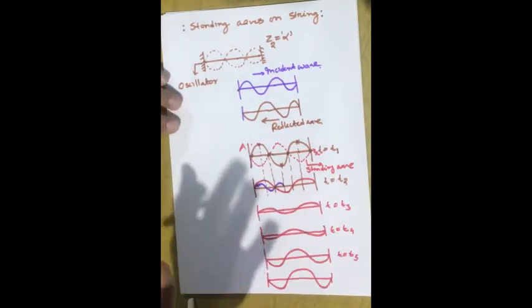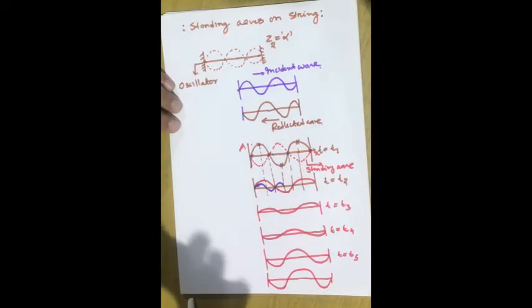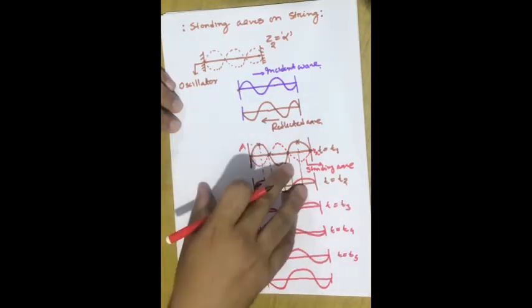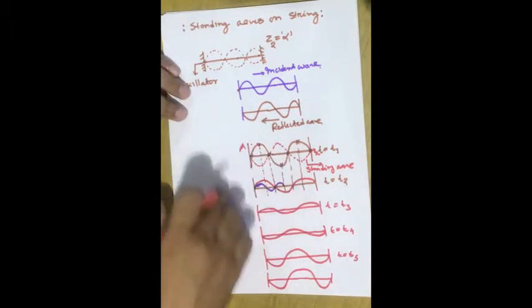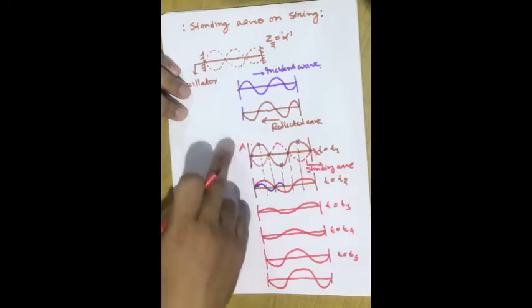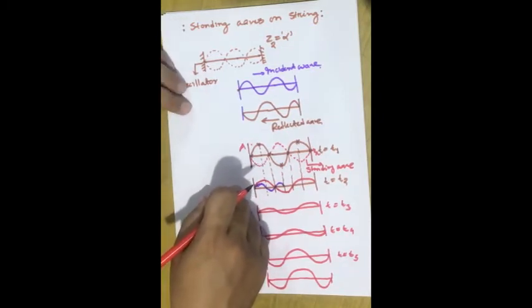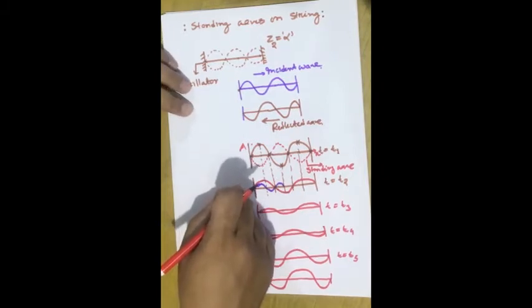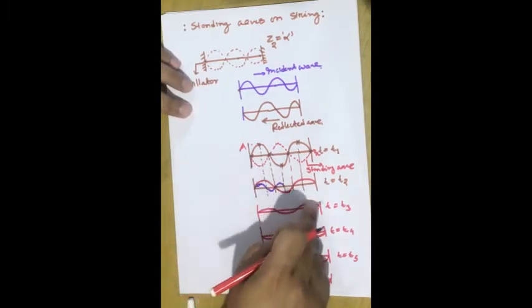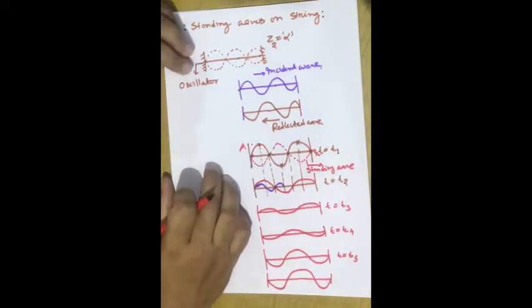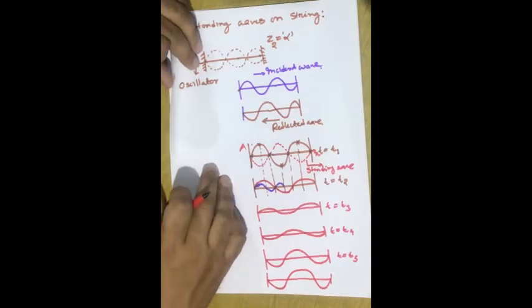Okay, so this is basically what we mean physically by standing wave formation. In the next part of the video, I am going to discuss the mathematics involved in the formation of a standing wave, and what the mathematics suggests about the picture which I have already depicted. So we are now going to do the analytical treatment of standing wave formation.